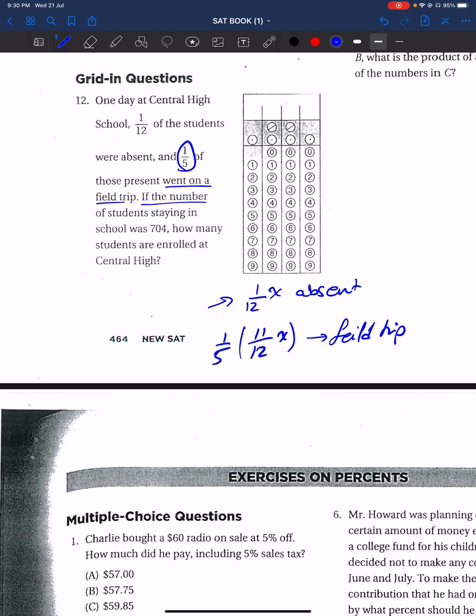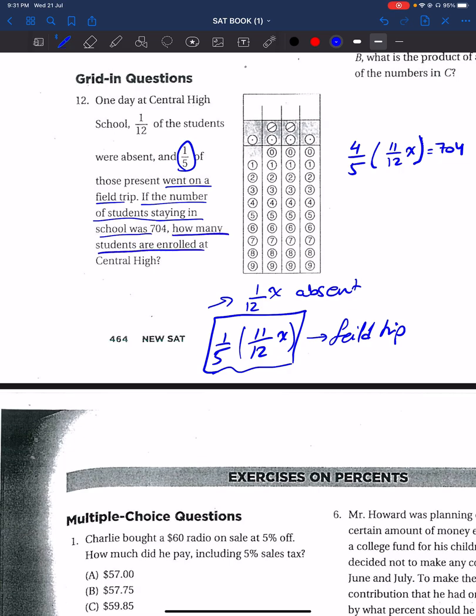If the number of students staying in school was 704, so what are the number of students staying? They are the complement of those, which is 4 over 5 of the 11 over 12 of X, and this should be equal to 704. So now we're asked how many students are enrolled at Central High. Accordingly, we're trying to find X.